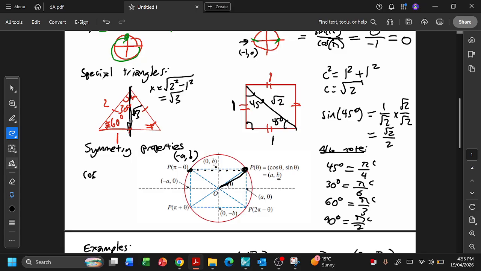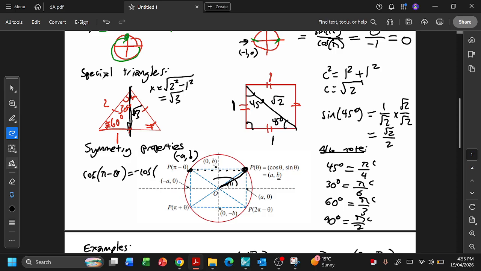Cos of pi minus theta. Let's go back to this. So this angle, pi minus theta. Cos of that angle is equal to negative of cos of theta, because it's the negative x-coordinate of that point.